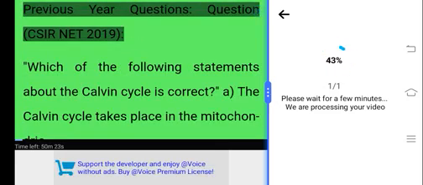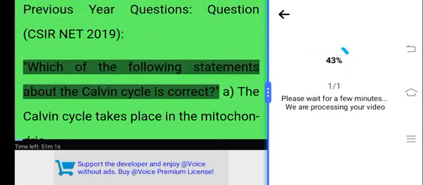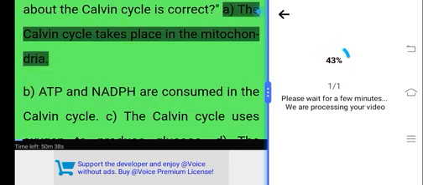Previous year questions. Question, CSIR NET 2019. Which of the following statements about the Calvin cycle is correct? A. The Calvin cycle takes place in the mitochondria. B.